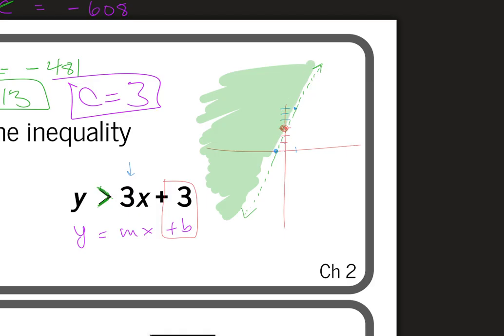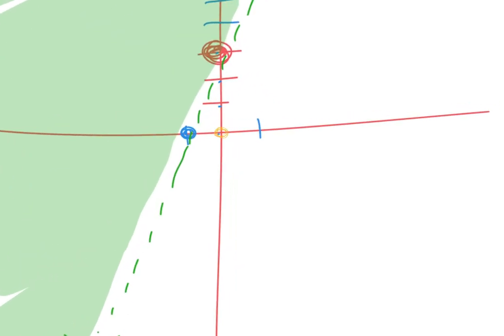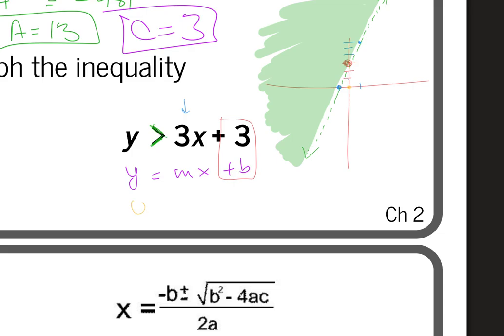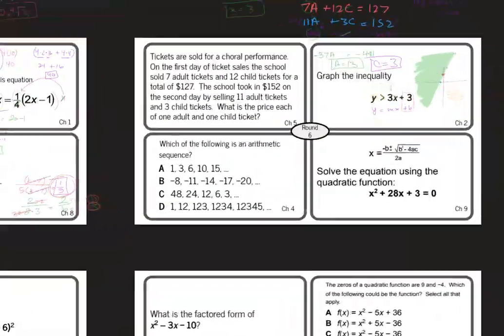And in fact, what's a test point? I feel like I remember us talking about that. A test point is like 0, 0. You pick something that's definitely not on the line, and you plug it in. So is 0 greater than 0 plus 3? Well, no, 0 is not greater than 3. So it fails over here. And we don't shade on the failure side. So that's why that one's done.